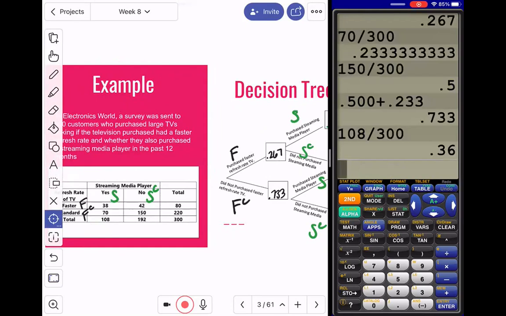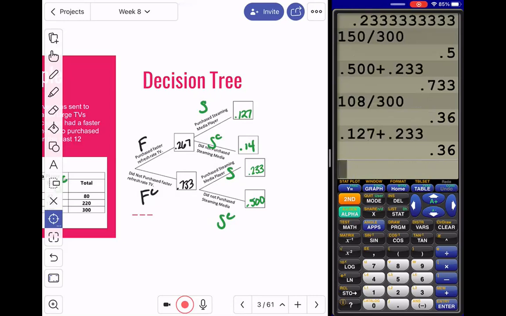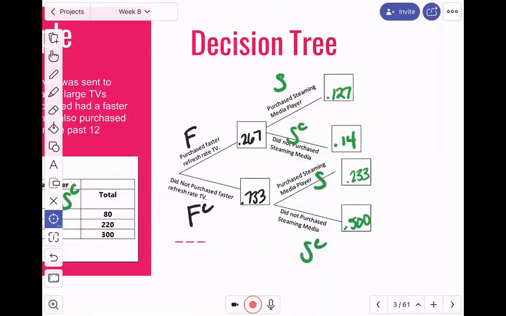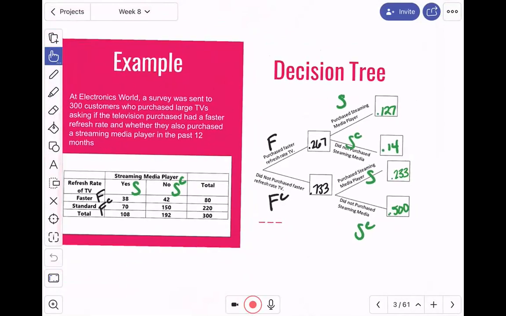I get 36%. If I add up the streaming media player branches, by the way, 0.127 plus 0.233, that would be this branch, purchase streaming media player, this branch, purchase streaming media player. That's equal to 0.36 as well. So the tree itself, if you do the other one, you're going to get 0.64. The tree itself is just an extension of the table. I want you to understand that first off. So all I'm doing is showing the table in a different format, and it's called a decision tree.